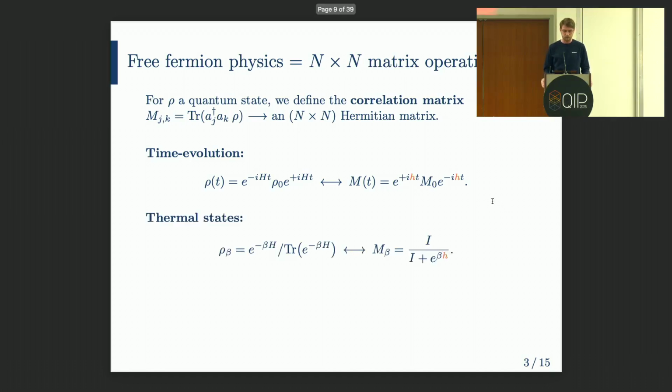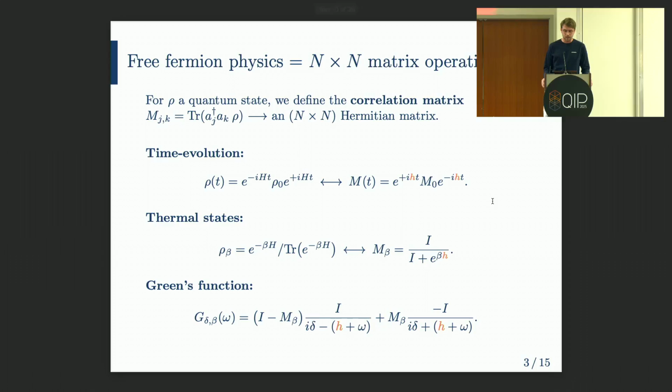Now for thermal states, on the right you see the correlation matrix of a thermal state, which has this familiar Fermi-Dirac form. And it's again a matrix function of small h for some beta. And the final object that I would like to mention is the Green's function. Now, it doesn't matter in particular what the shape of this Green's function is, but the point is, again, that it's a matrix function of small h. And so these are all n by n matrices, and they're matrix functions of small h.